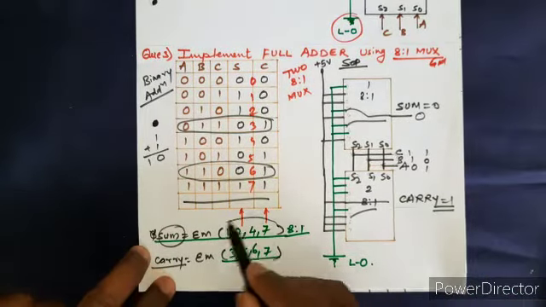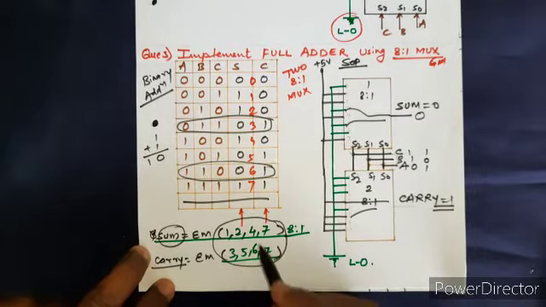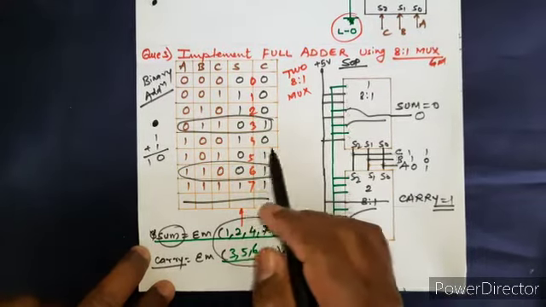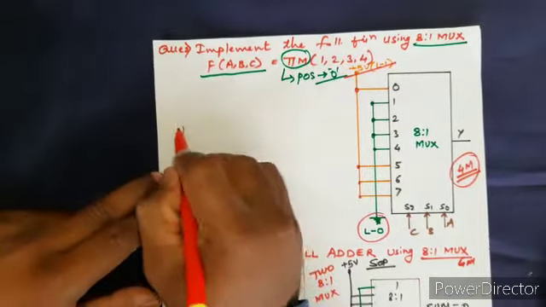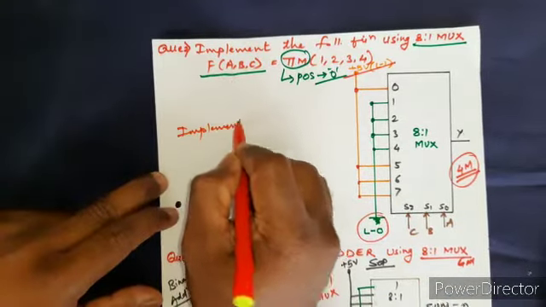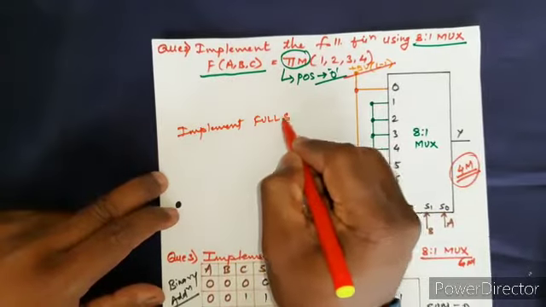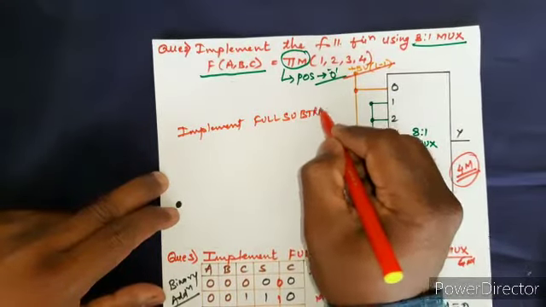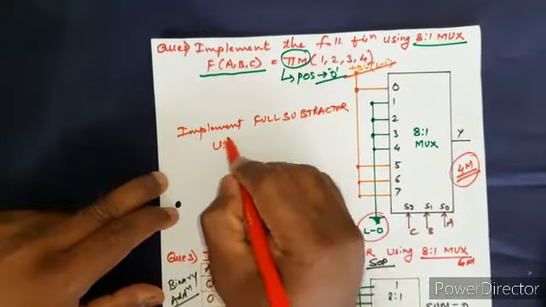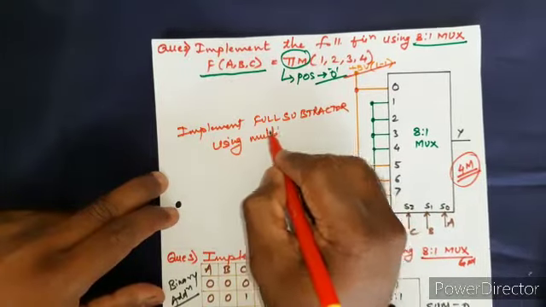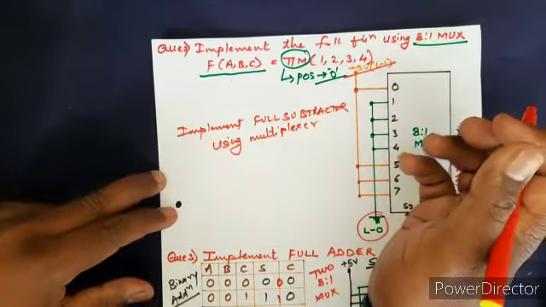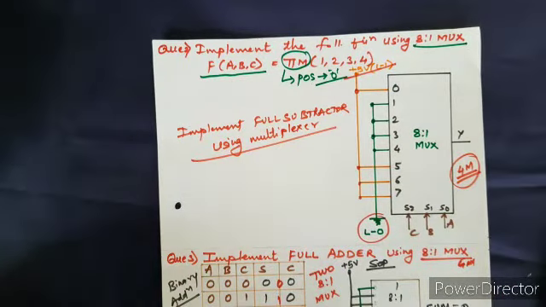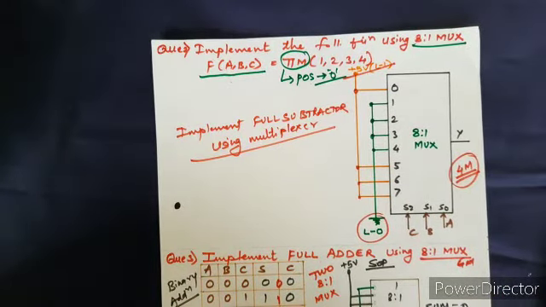For that you need to first derive these two equations, since it has two outputs. So you can take one assignment: try to answer this question, implement a full subtractor using a multiplexer. So this is all about multiplexers.